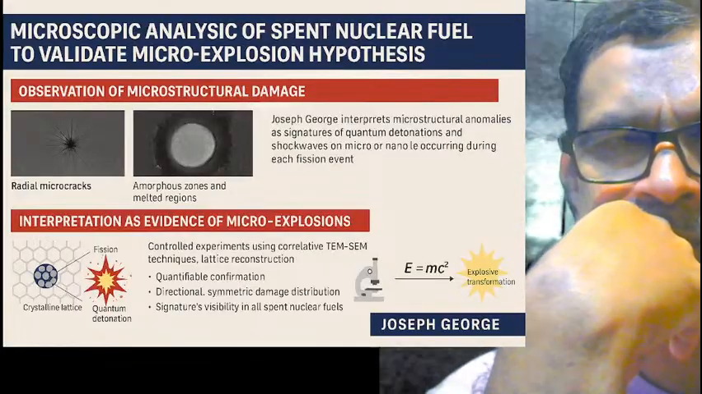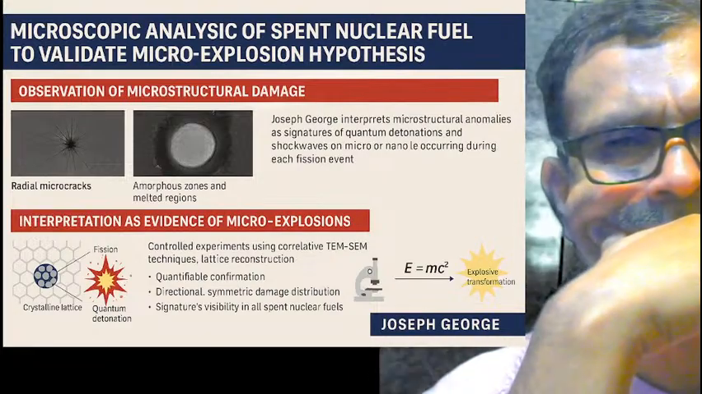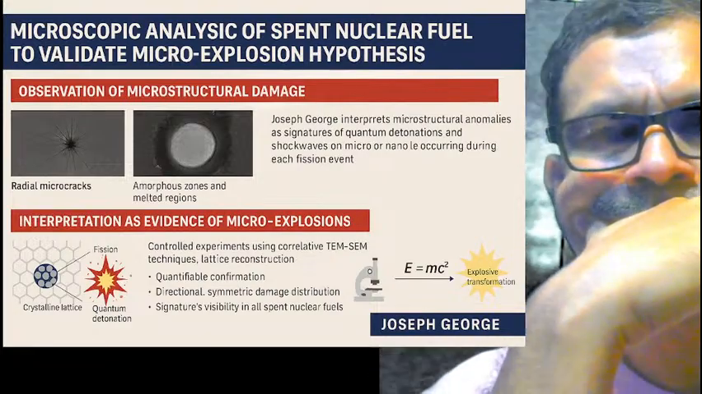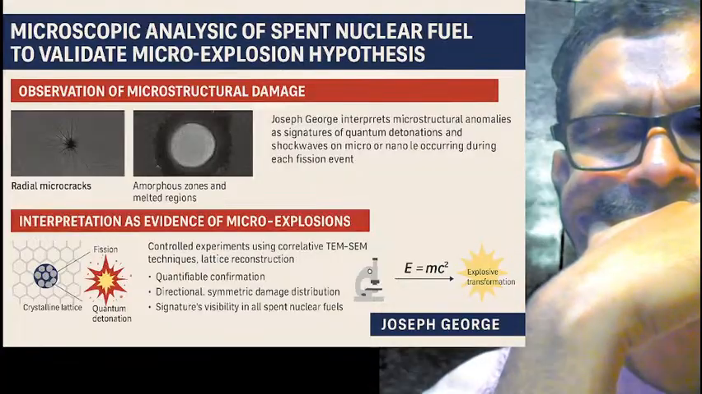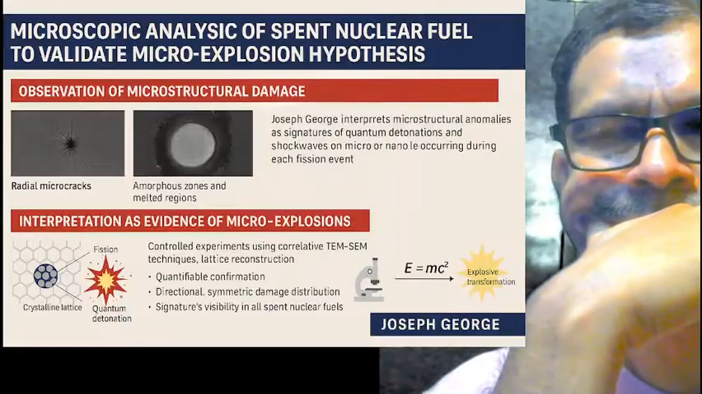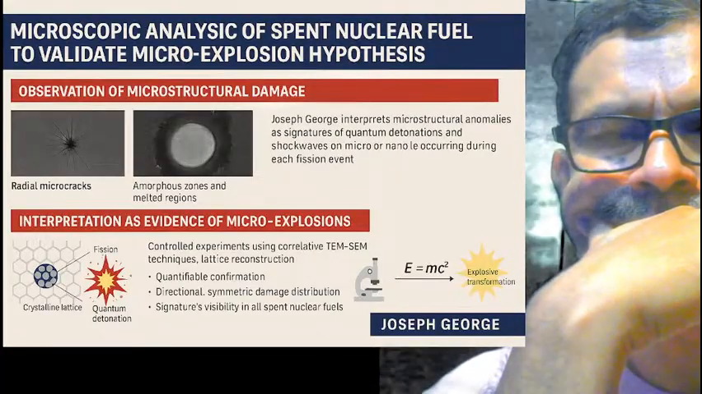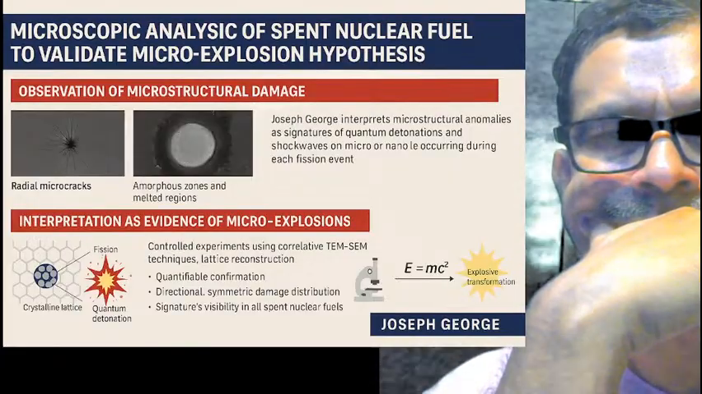Summary: a visual path to theory validation. Joseph George's approach uses empirical microscopy to visually support a theoretical framework of nuclear fission as microexplosions. The presence of microcracks, amorphous zones, and shockwave signatures in spent nuclear fuel is interpreted as the smoking gun evidence for his hypothesis that each fission event behaves like a tiny detonation, redefining our understanding of nuclear energy release.